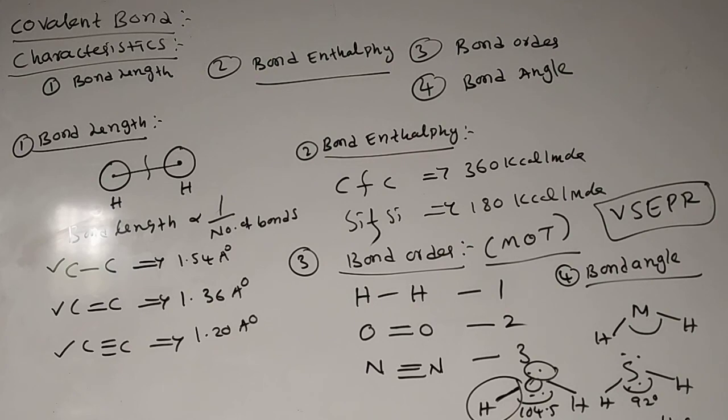At PU level or NEET level they will ask this. In continuation we will see some more important concepts of covalent bonds: the characteristics of covalent bonds, covalent compounds, and factors affecting covalent bonds. We'll see these topics in continuation. Thank you.